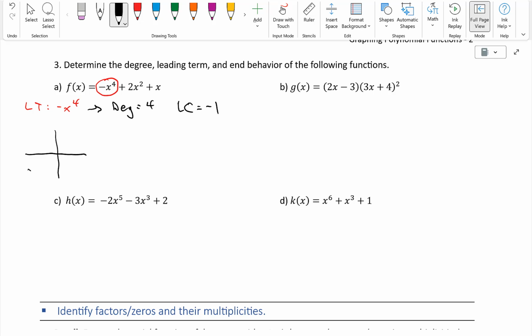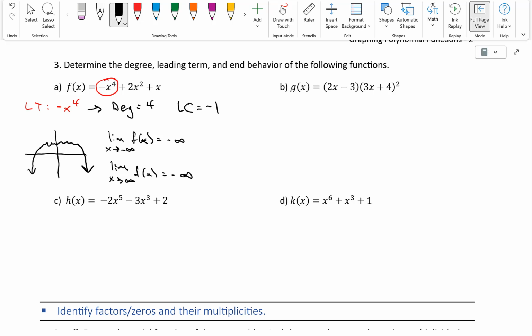So since it's a negative even, both ends are going in the same direction, and the negative makes both go down with that reflection. So we can say our limit as x approaches negative infinity for our function f of x is negative infinity. And our limit as x approaches positive infinity for our function f of x is also negative infinity.